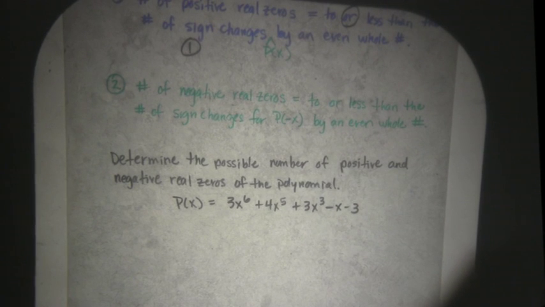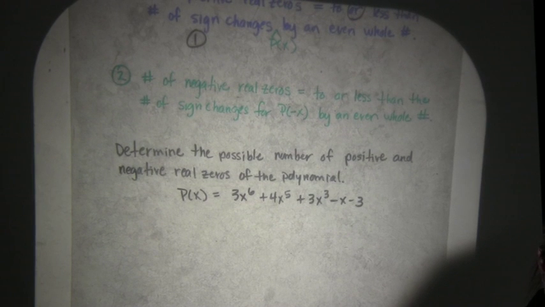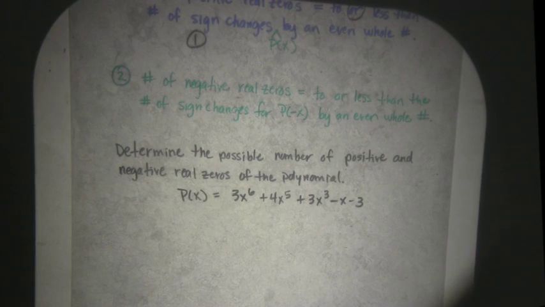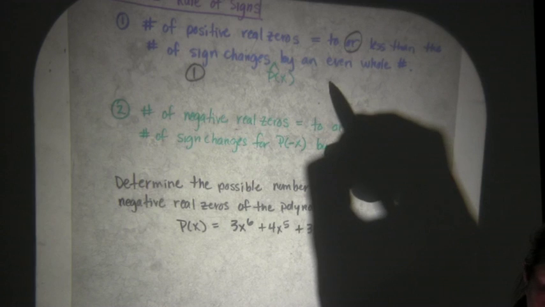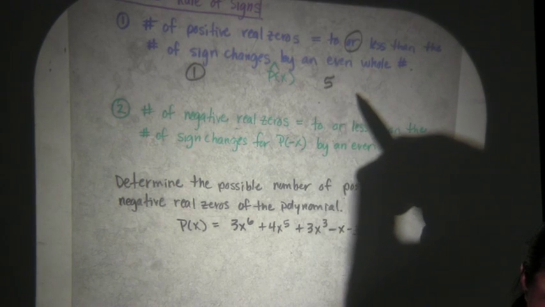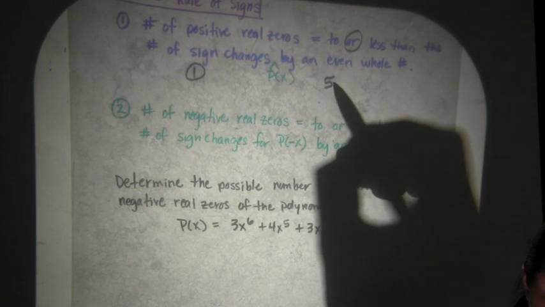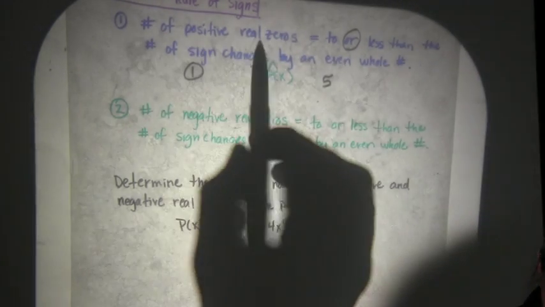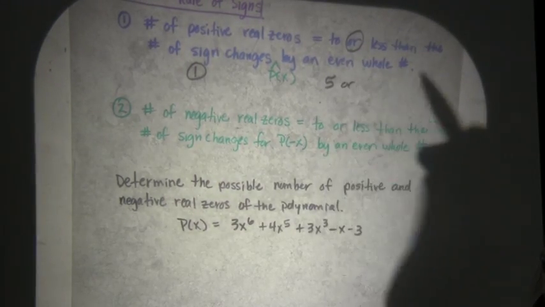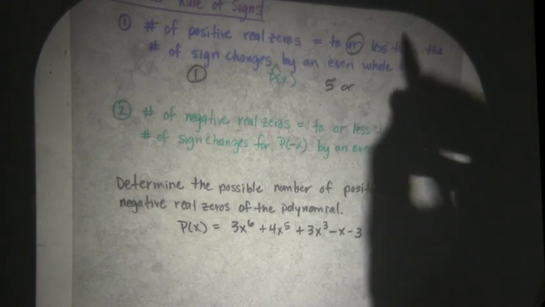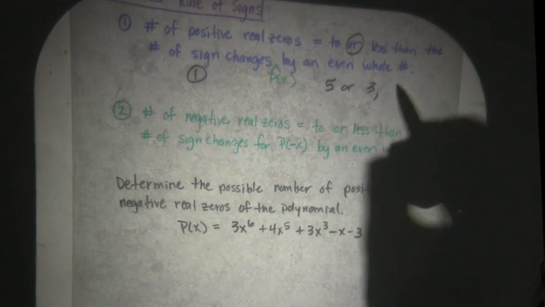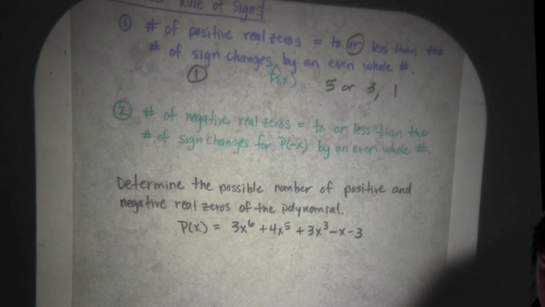But right now I just want to clarify again, let's suppose that there were 5 sign changes. That's not the case right now, but let's just pretend that we had 5 sign changes. What would that mean? It would mean that I could have 5 possible positive real zeros, okay? Positive real zeros equal to 5, or it could be less than 5 by an even whole number. So 5 minus 2 would be 3. 3 minus 2 would be 1. 1 minus 2, we're now into the negative realm, doesn't work.